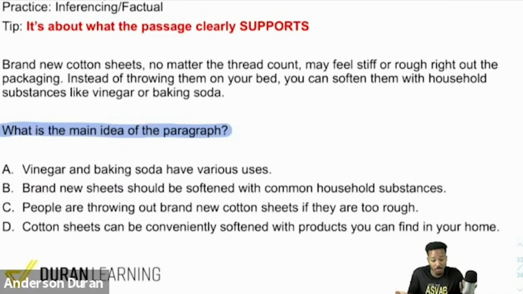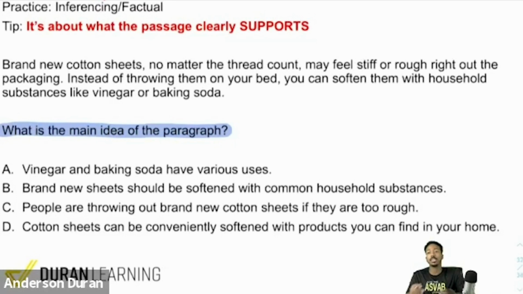And so let's go ahead and read through these. A, vinegar and baking soda have various uses. Now, did we include vinegar and baking soda in the passage? Yeah. Is it true that vinegar and baking soda could have various or multiple uses? Yeah. Is that the main idea of the passage? No, it's not the main idea though.